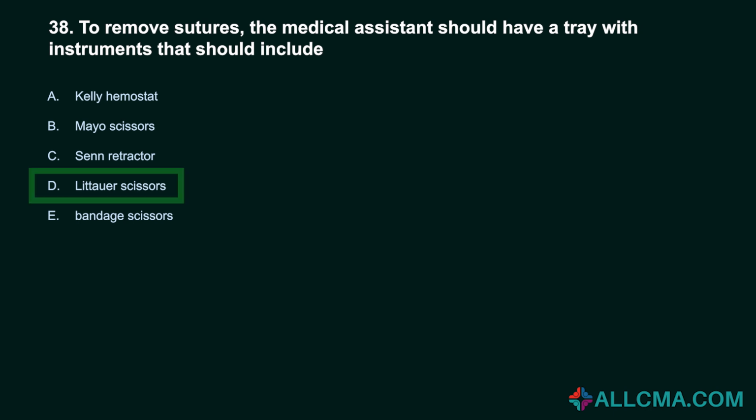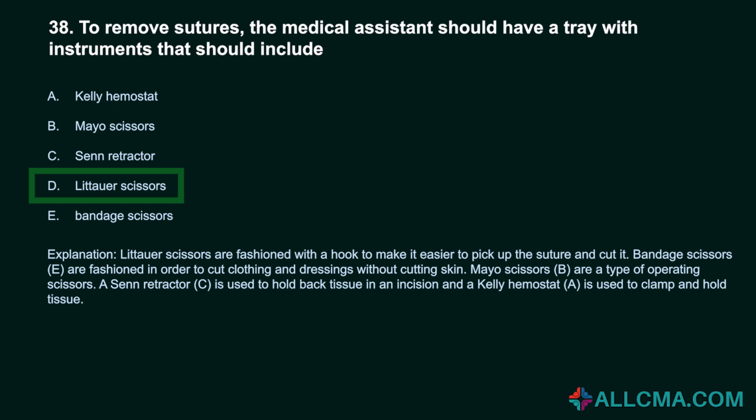Littauer scissors. Littauer scissors are fashioned with a hook to make it easier to pick up the suture and cut it. Bandage scissors, E, are fashioned in order to cut clothing and dressings without cutting skin. Mayo scissors, B, are a type of operating scissors. A Senn retractor, C, is used to hold back tissue in an incision, and a Kelly hemostat, A, is used to clamp and hold tissue.